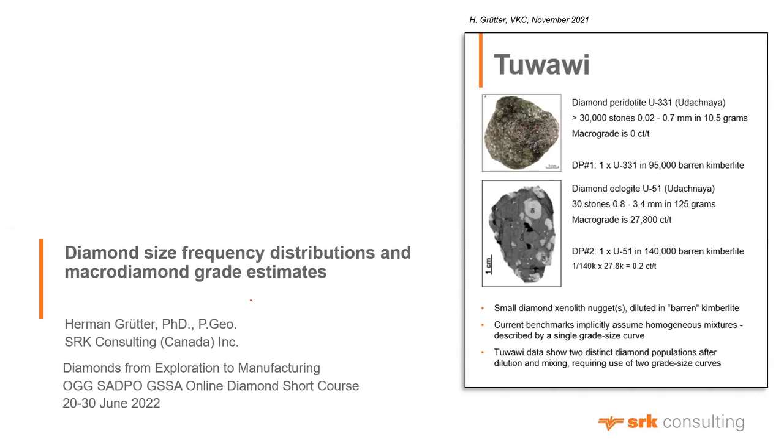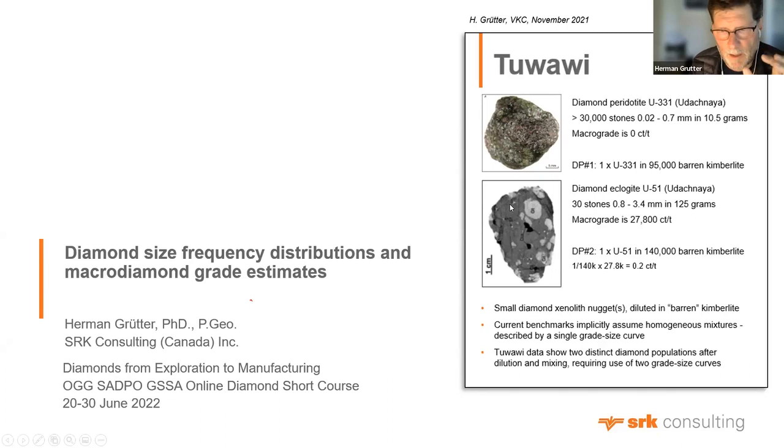Herman, can I just ask a question there? Sorry to butt in, but I think it's important now. When you say small diamond xenolith nuggets, so that's small xenoliths. Yes. Okay. Yes. Not necessarily small diamonds. Yes. So it's a good question to ask at this point. So that's why I just wanted to put this up at the front end here.